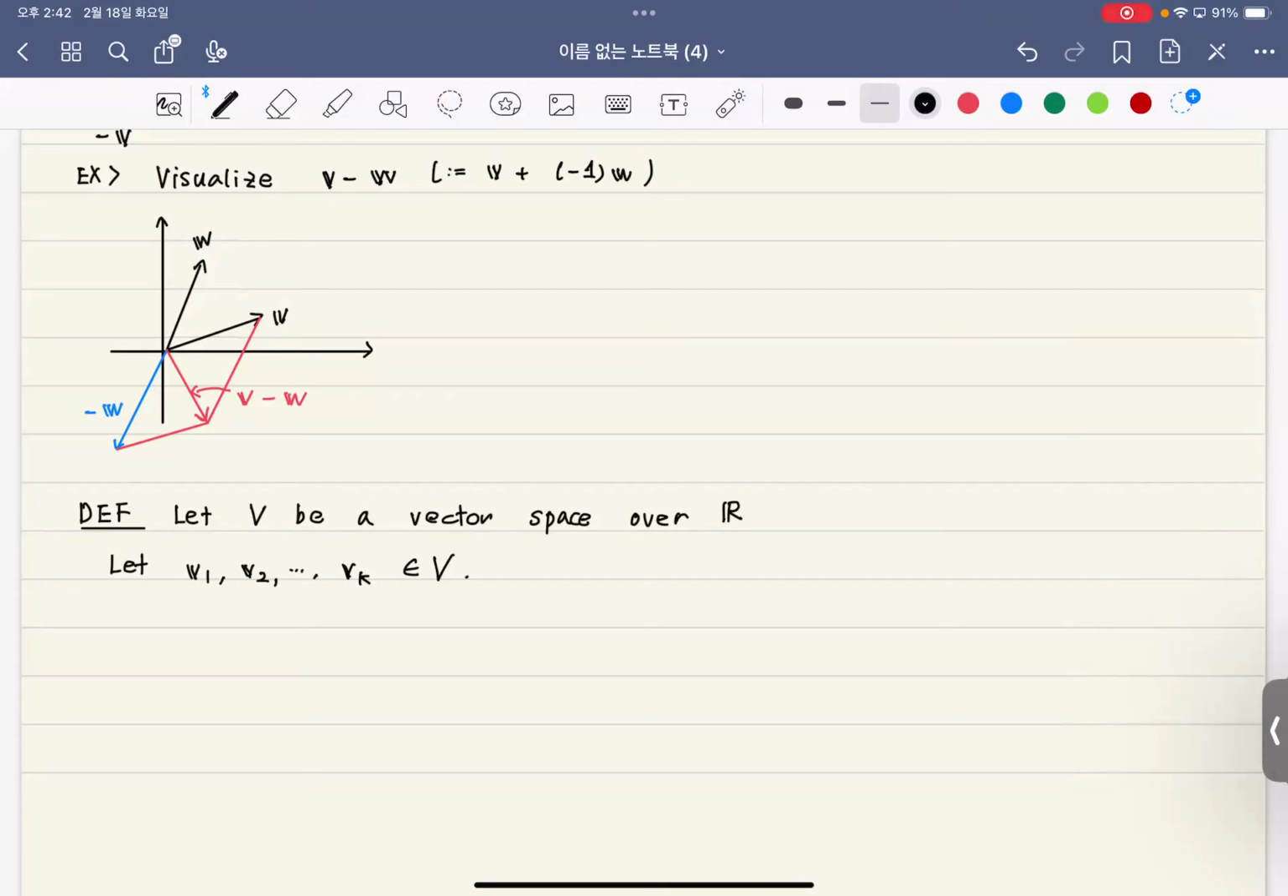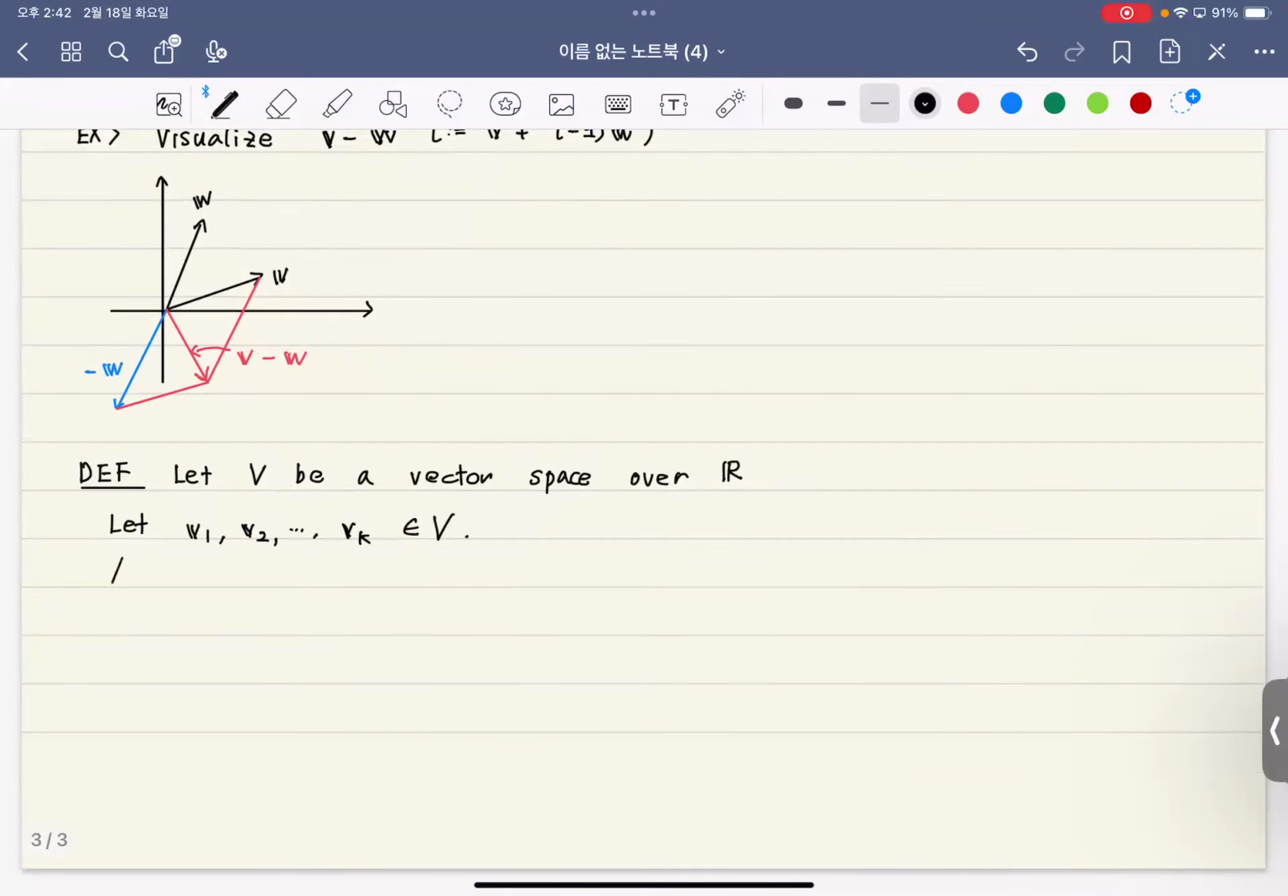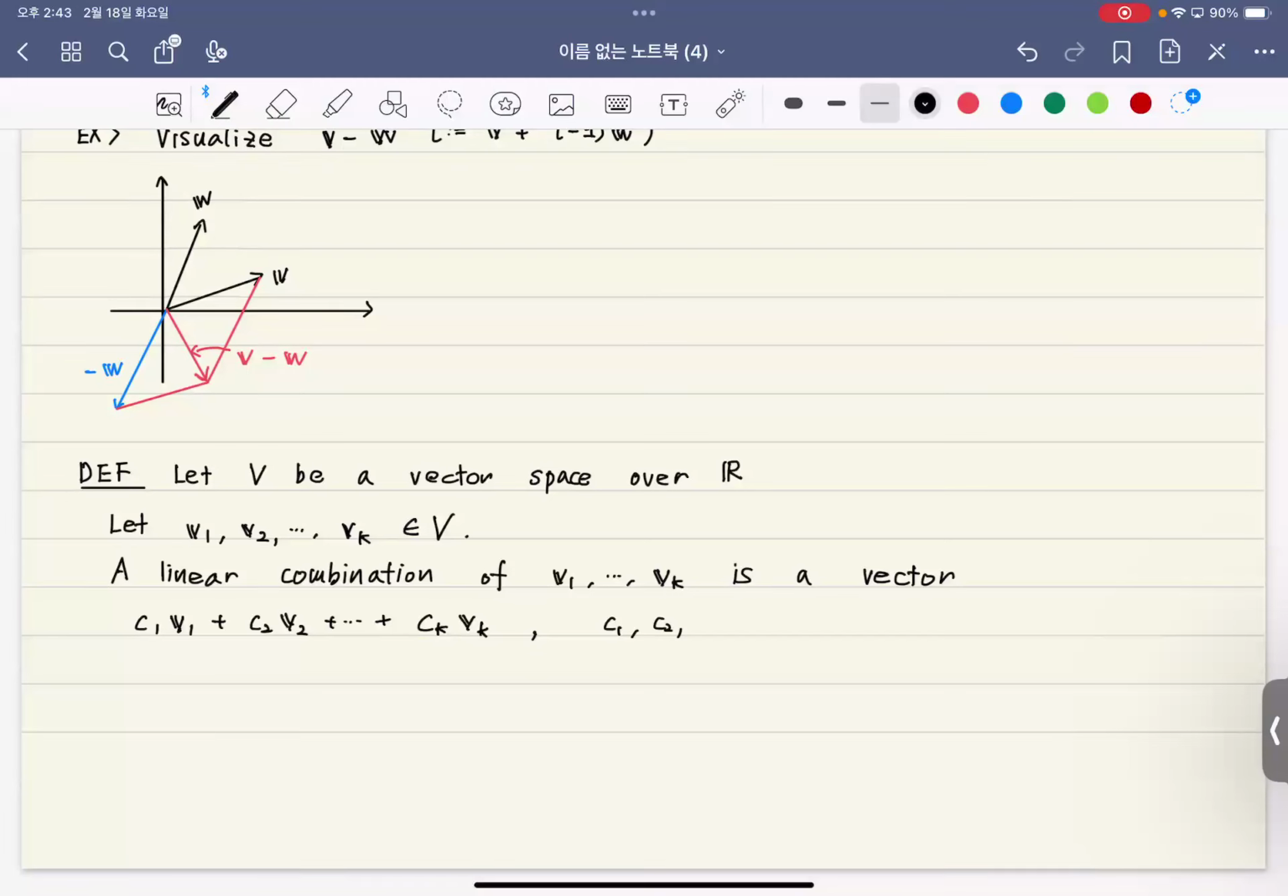Now, I want to introduce the concept of the linear combination. A linear combination of these k vectors is another vector that belongs to vector space V, which is, so this is what I mean by the linear combination.